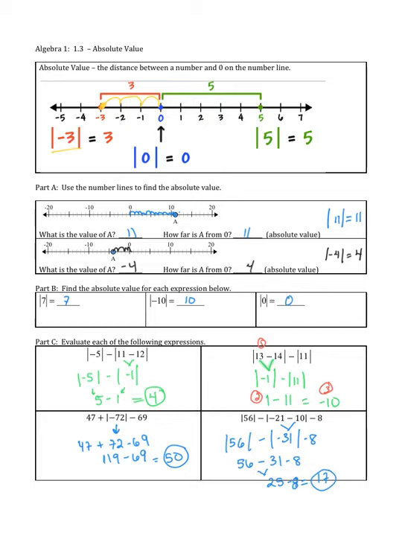So with absolute value brackets, you do them. They're right up there with parentheses when it comes to order of operations.